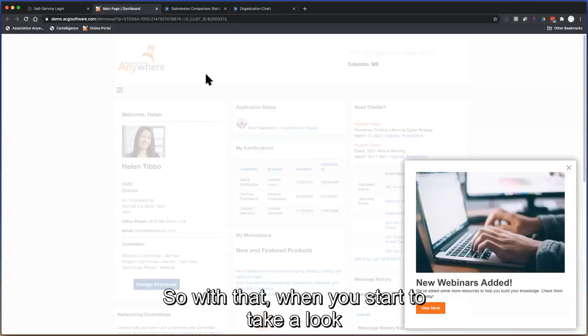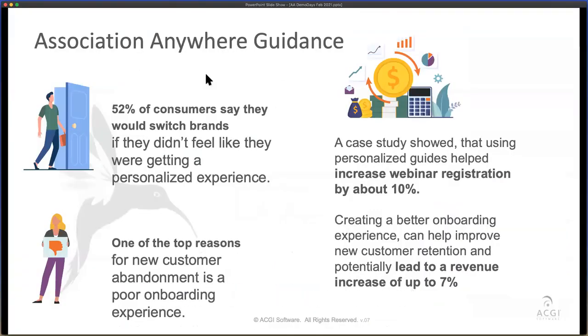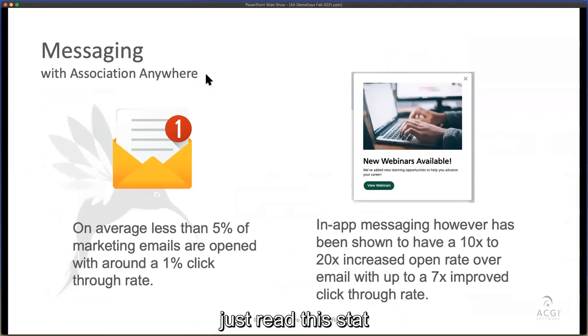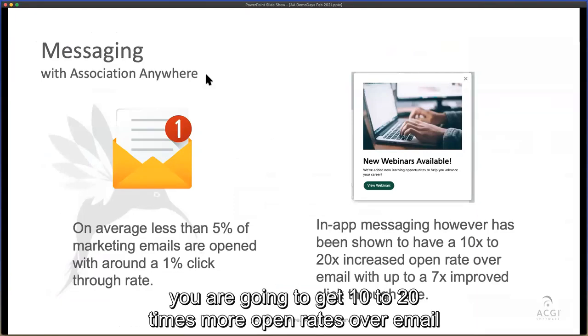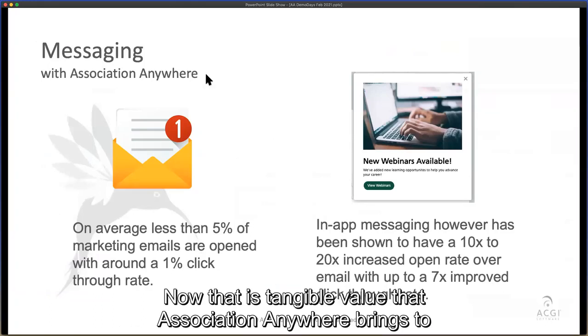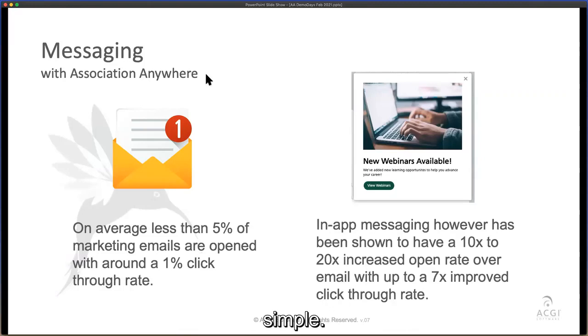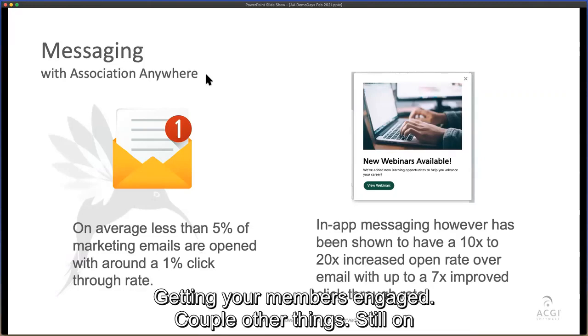So with that, when you start to take a look at the messaging, the capabilities you have, just read the stat. You are going to get 10 to 20 times more open rates over email. Now that is tangible value that Association Anywhere brings to your organization. Just for making the complex simple, getting your members engaged.